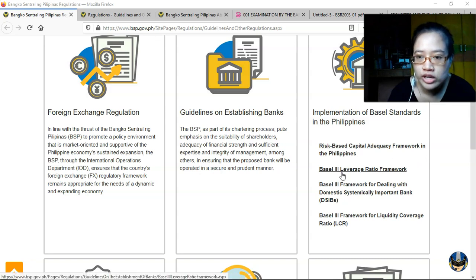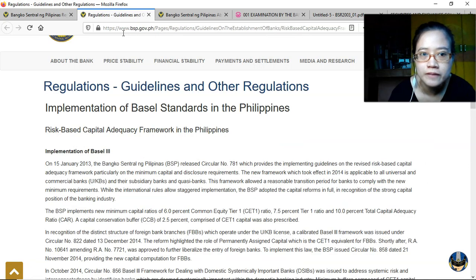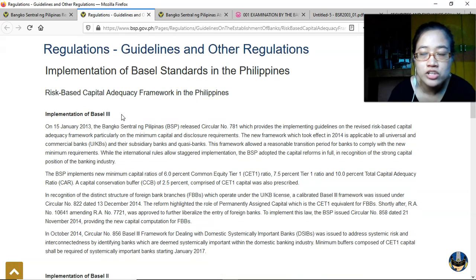So you can also check the contents of this one. Let's check the first one, okay. Here we have the implementation of Basel standards in the Philippines. Implementation of Basel III. On January 15, 2013, the BSP released Circular number 781, which provides the implementing guidelines on the revised risk-based capital adequacy framework, particularly on the minimum capital and disclosure requirements. The new framework, which took effect in 2014, is applicable to all universal and commercial banks and their subsidiary banks and quasi-banks.